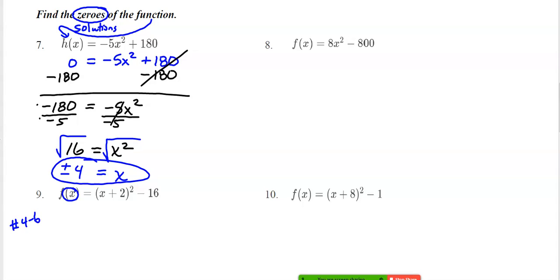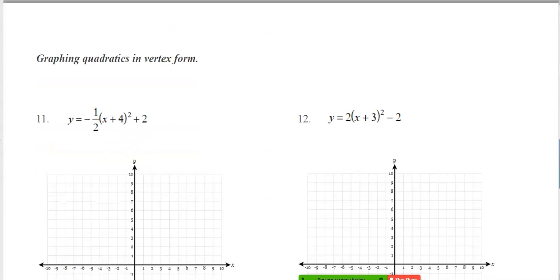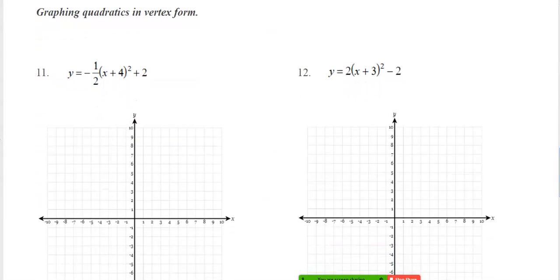Now, I think the toughest part is the backside. Graphing quadratics in vertex form. This is a little funky. You're not going to master it in one day, like most things in life. So be patient. Just keep chipping away at it, Shawshank style.